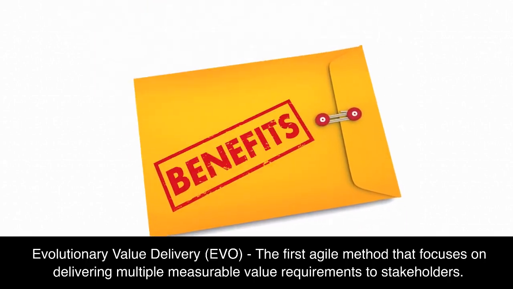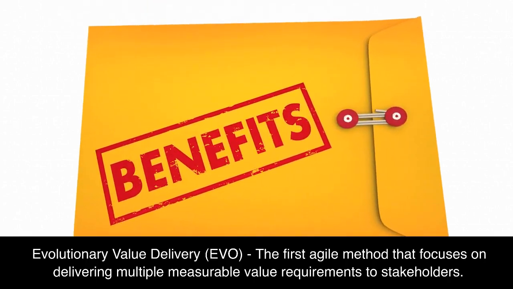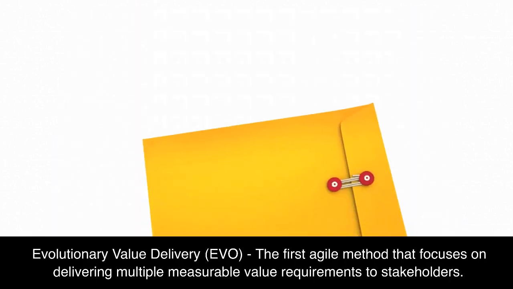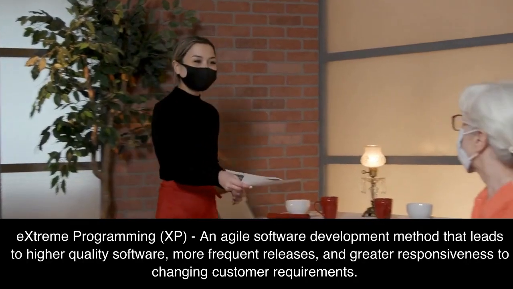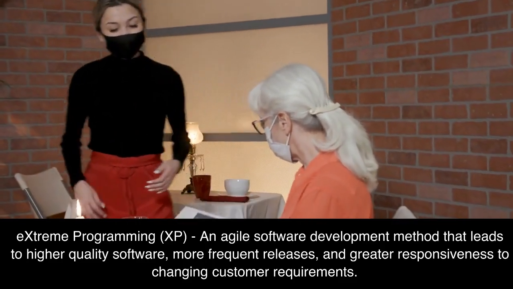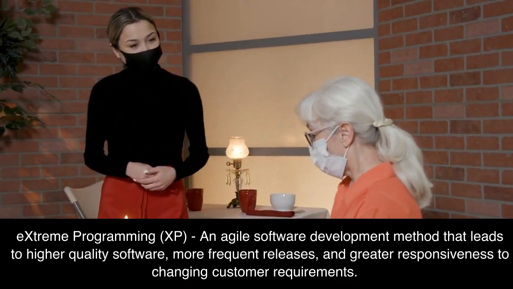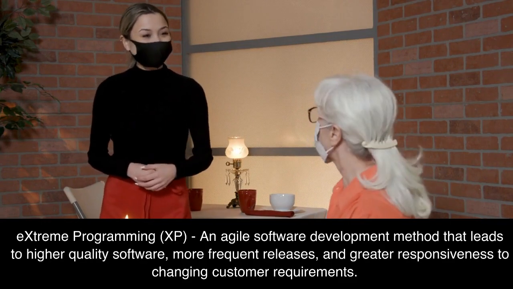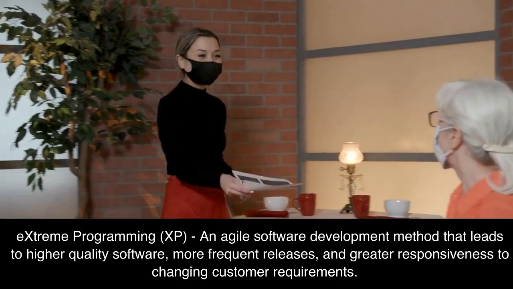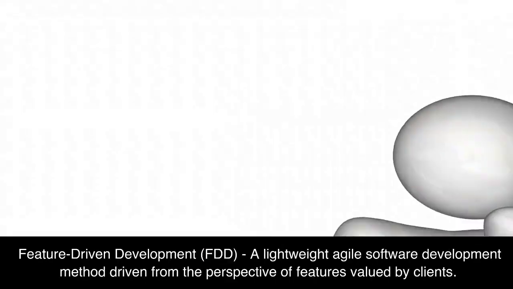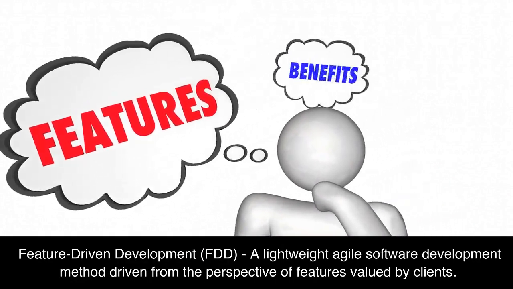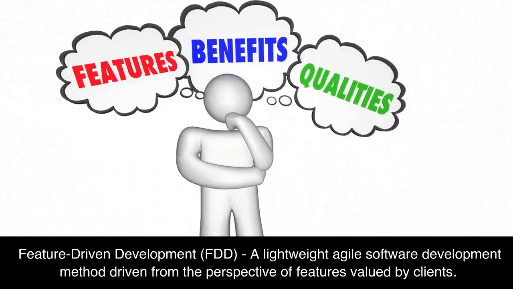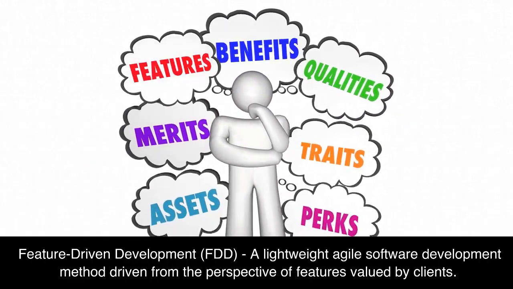Evolutionary Value Delivery, EVO: the first Agile method that focuses on delivering multiple measurable value requirements to stakeholders. Extreme Programming, XP: an Agile software development method that leads to higher quality software, more frequent releases, and greater responsiveness to changing customer requirements. Feature-Driven Development, FDD: a lightweight Agile software development method driven from the perspective of features valued by clients.